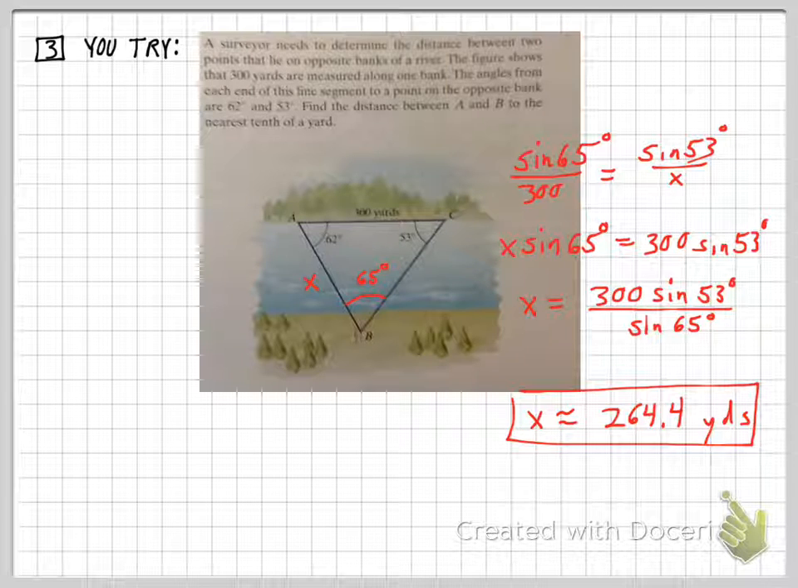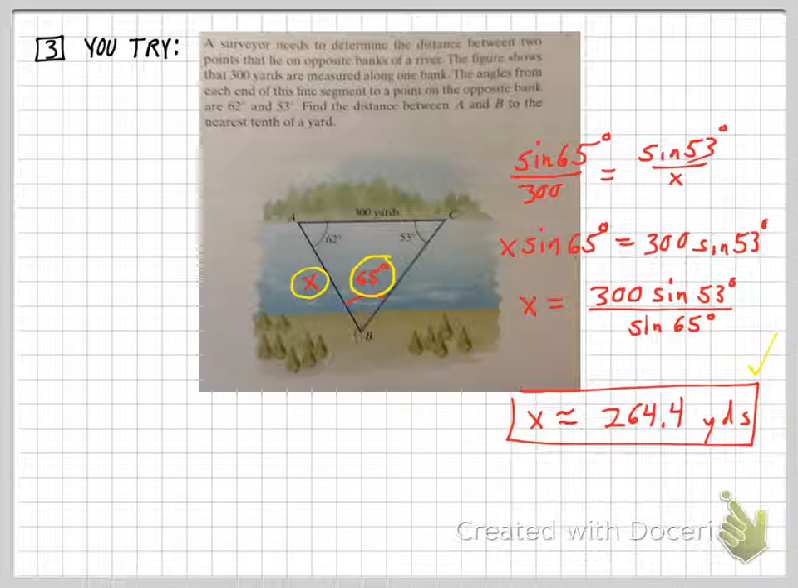Okay, hopefully you realize that the side across from C is what we're trying to find. I called it x, you could call it c or any letter you choose. And hopefully you'll also realize that the third angle there is important to find. Once I find that third angle, I have an angle opposite side pair. So sine of 65 over 300 equals sine of 53 over x. And solving through using your calculator, you get a final answer of 264.4 yards.